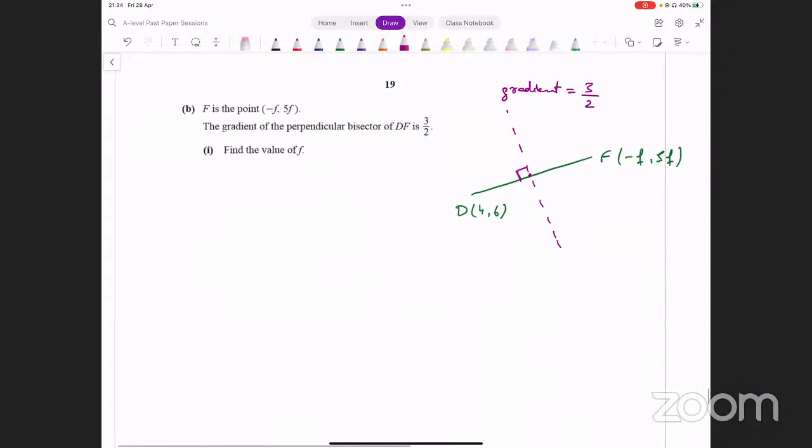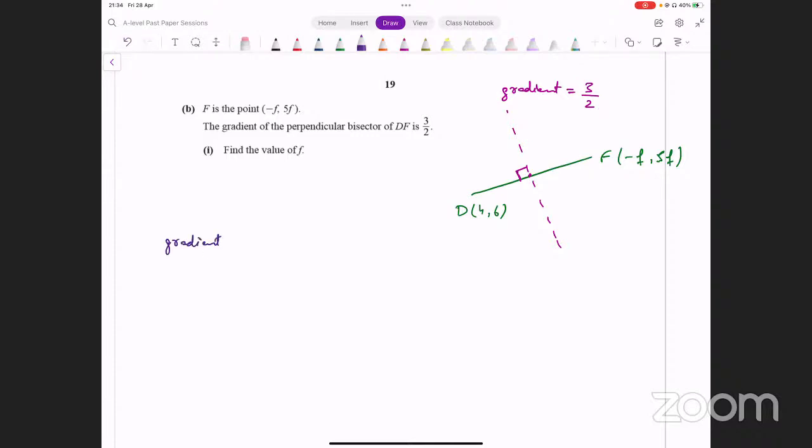Okay, find the value of f. अच्छा, अब इसमें देखें क्या होगा. ये हमारे पास DF एक लाइन है. DF का जो ग्रेडियंट होगा वो 3/2 का नेगेटिव रेसिप्रोकल होगा, राइट? परपेंडिकुलर लाइन से ग्रेडियंट्स क्या होते हैं? एक दूसरे का नेगेटिव रेसिप्रोकल होता है. ओके, तो आप क्या करें? DF का ग्रेडियंट निकालें पहले.